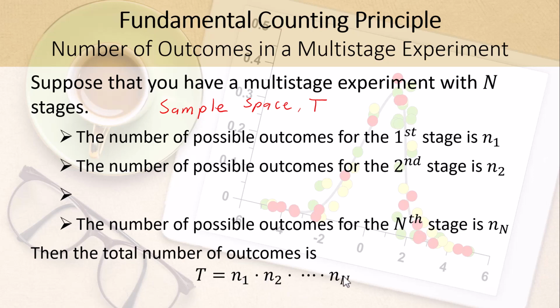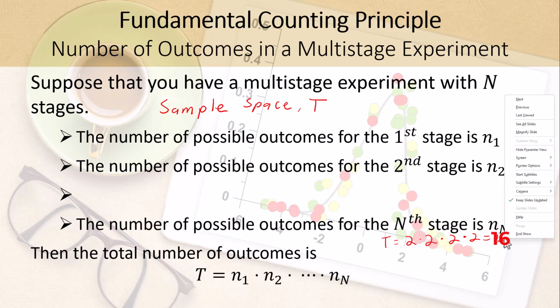That's all it says. For example, if you toss a coin 4 times, then the total number of outcomes is going to be the number of outcomes associated with the first stage, 2, times the number of outcomes associated with the second stage, 2, times the number of outcomes associated with the third stage, 2, times the number of outcomes associated with the fourth stage, 2, which of course will give you 2 to the fourth, or 16. Okay, that's pretty much what we're talking about here.